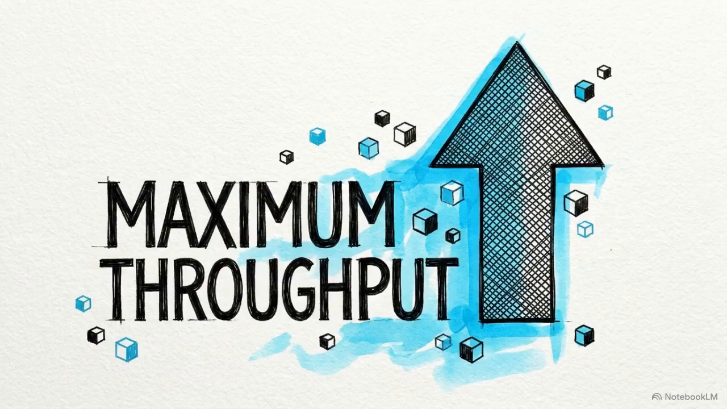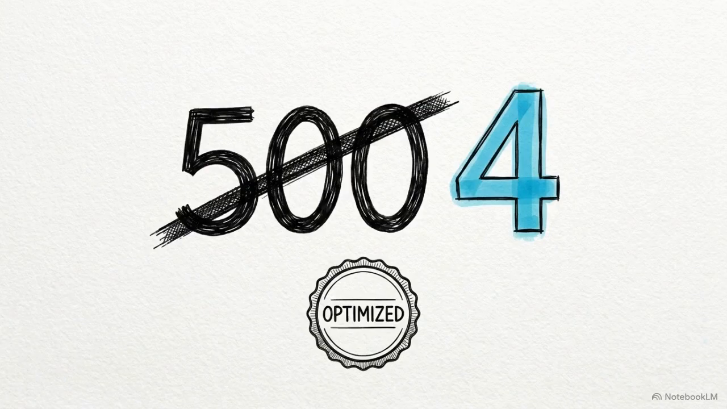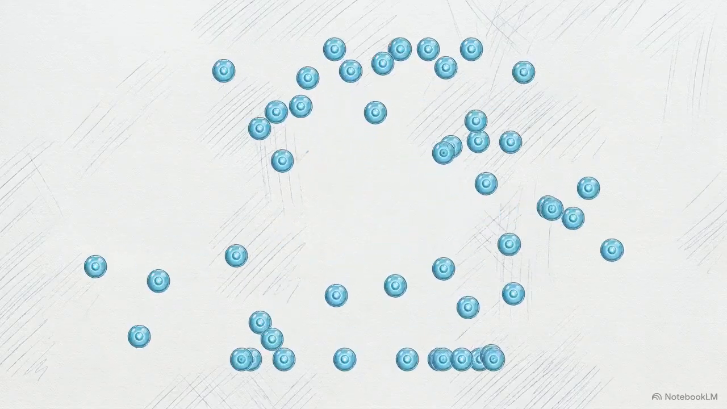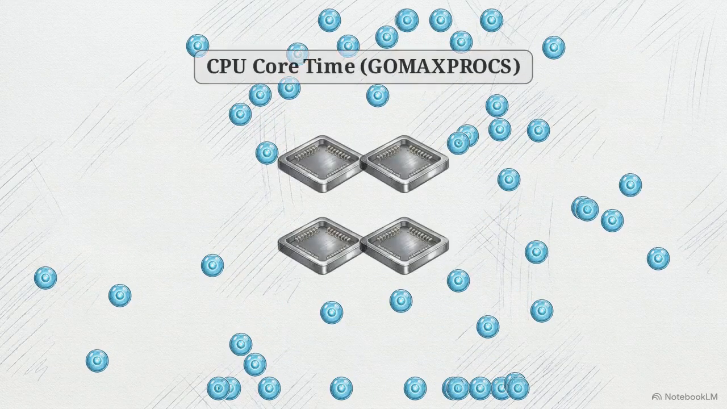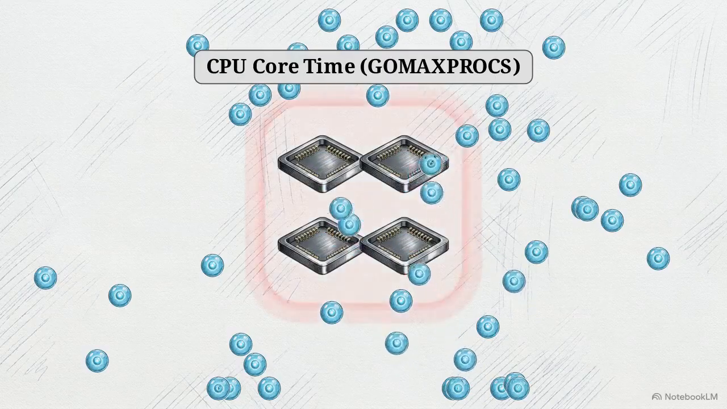By limiting our pool to 1 worker per core, the final benchmark shows 1,950 jobs per second. That is an 80% throughput increase, achieved by removing 496 workers. Goroutines are virtually free to create, but they require expensive physical CPU cycles to schedule.